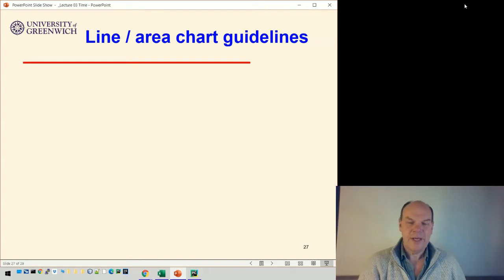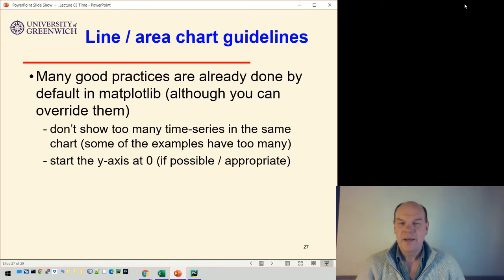So let's just finish off the lecture with some observations. First of all, some guidelines. Most things are done by matplotlib by default, although, as I've said before, you can override pretty much everything. But some guidelines: don't show too many time series in the same chart. So whether it's a line plot or a stacked area plot, don't show too many of them. And some of the examples I've given you do have too many in.